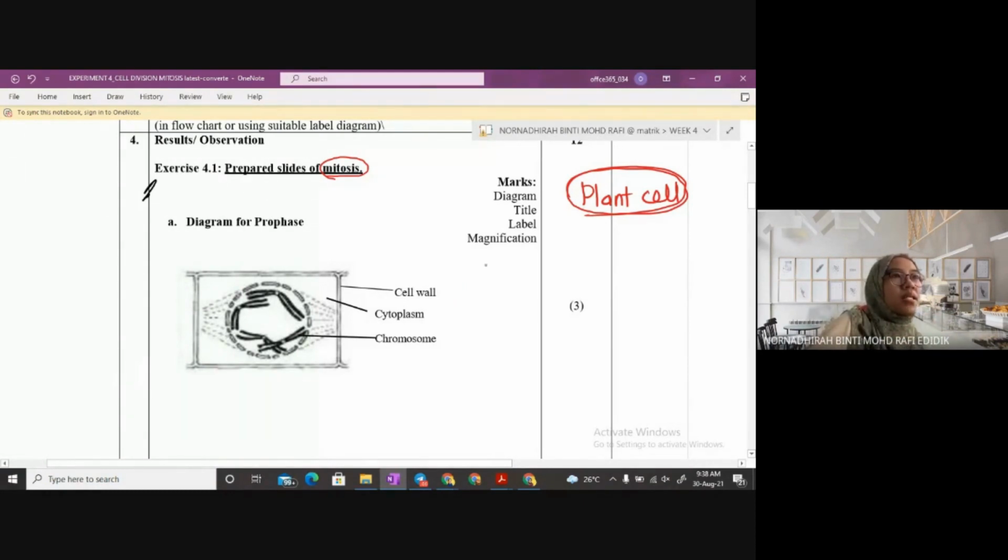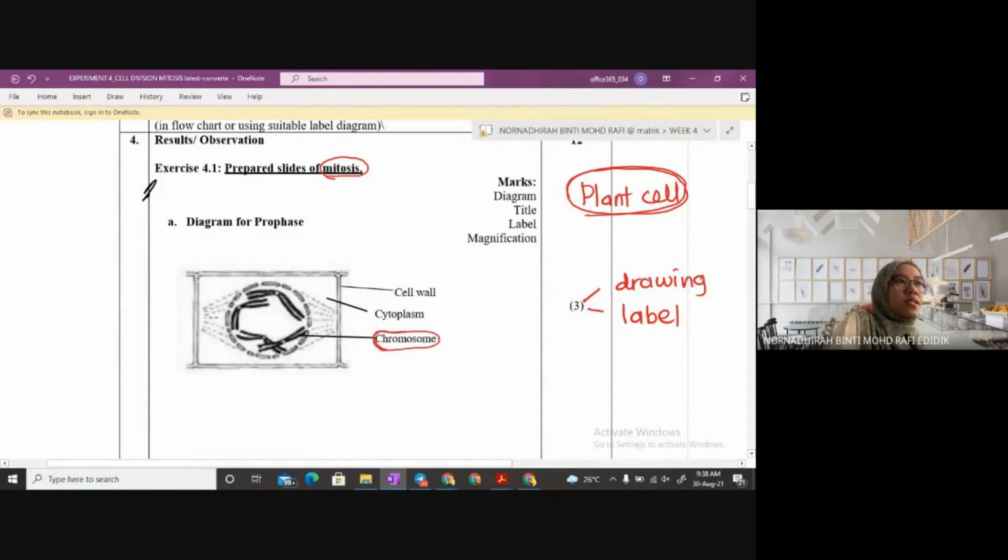Okay, so ada kat sini adalah 3 markah. Markah yang pertama adalah the correct drawing. And then the second mark given is for the label. Ingat ya, every time you draw, make sure you label. So awak label apa? You label cell wall, you label apa lagi? Ada cytoplasm, plasma membrane, kromosom. Yang paling penting adalah kromosom. Awak kena tunjukkan.